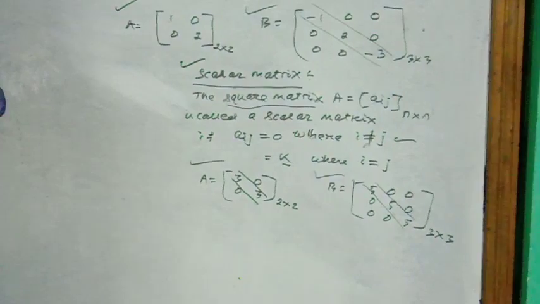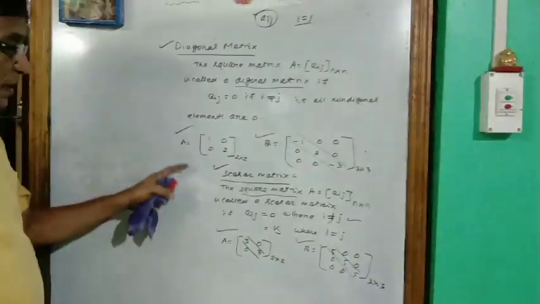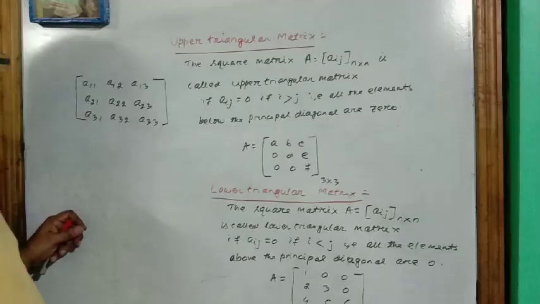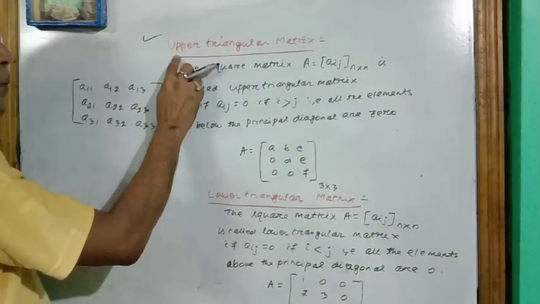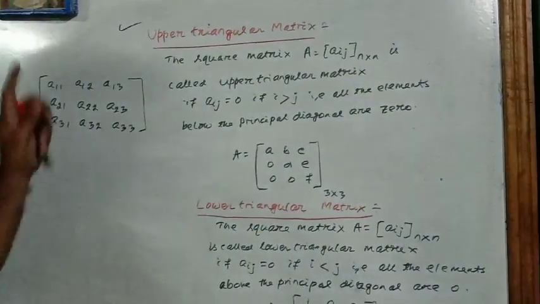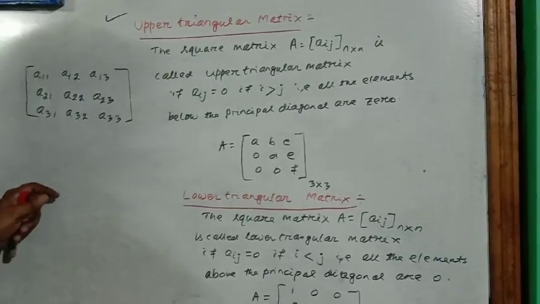It is also an example of scalar matrix. So this is the definition of diagonal matrix and scalar matrix. Next we will consider what is an upper triangular matrix. What is the definition of upper triangular matrix?